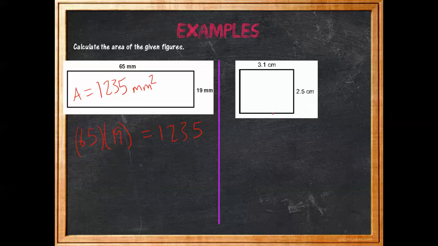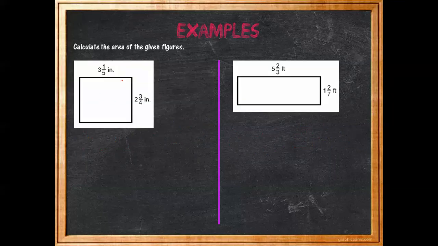Okay, for this one, it's 3.1 times 2.5. And that's going to give us 7.75. So the area of this one is 7.75 centimeters squared.